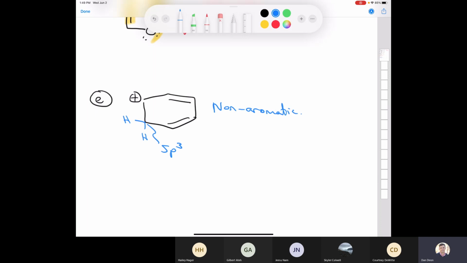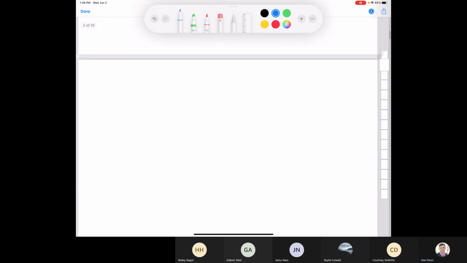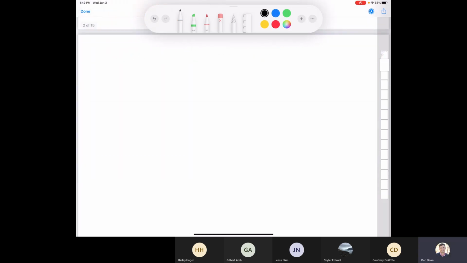Okay, let's move on to question 17.34. We won't do the whole thing. We'll do a couple of them. All right, so this is 17.34. It just says identify the compound as being aromatic, non-aromatic, or anti-aromatic. Which one is it?